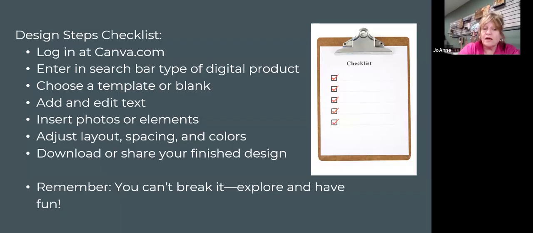Truly, you're going to log in at Canva after you set up your account. You're going to put in the search bar the type of things that you want to do. You're going to choose a template or start from a blank. You're going to add or edit your text. And remember, if you've created your brand kit, you don't even have to think, what was my font again? Oh yeah, I use Brightwall. That will already be in your brand kit. You're going to insert your photos and your elements. You're going to adjust your layout and spacing, and then you download it.